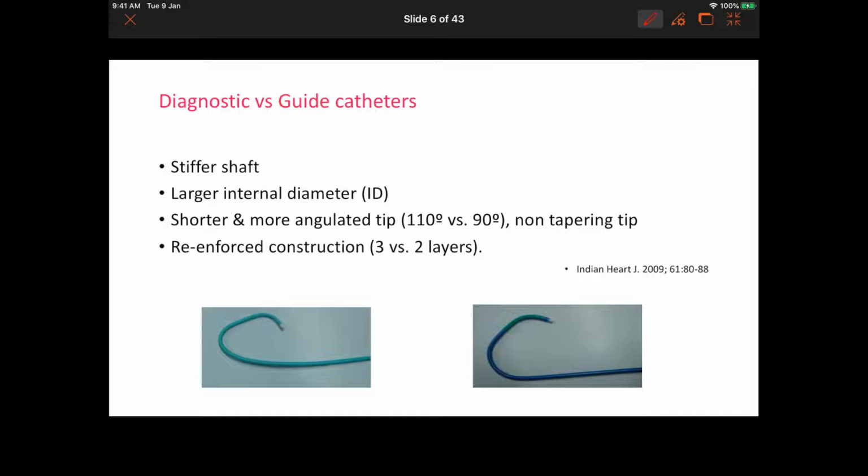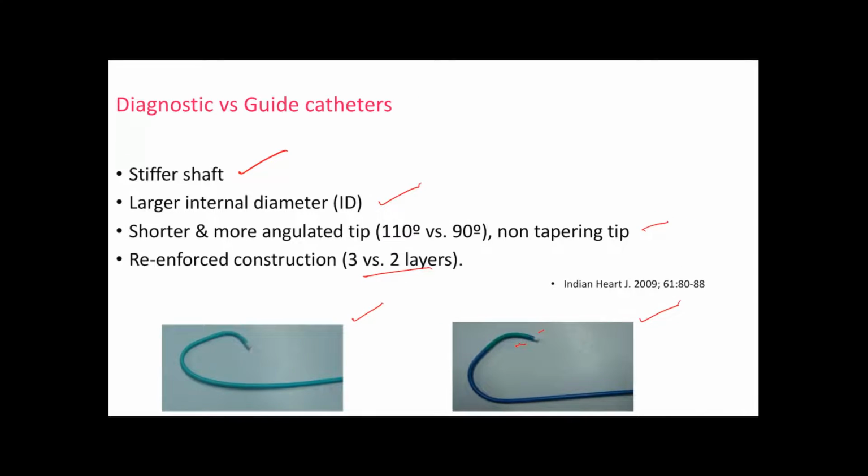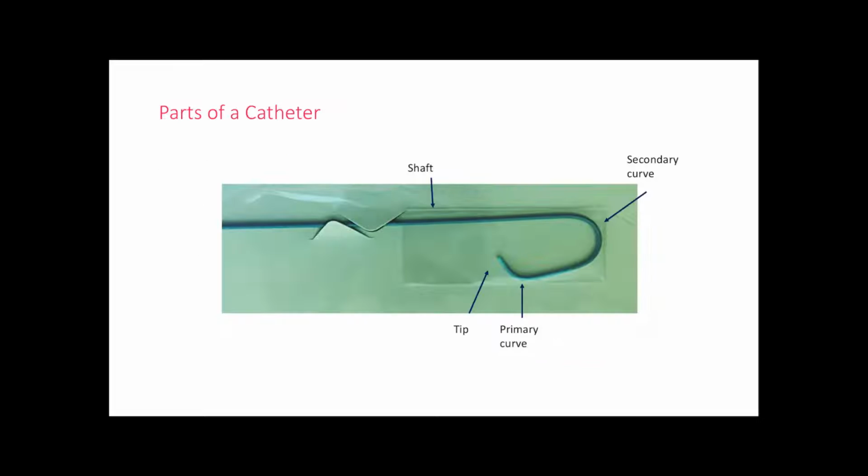So briefly, what's the difference between diagnostic and guide catheters? The main features are that guide catheters have a larger inner lumen diameter and they are more robust or kink resistant. And the tips are less traumatic compared to the diagnostic catheters. So these were the differences between the diagnostic and the guide catheters.